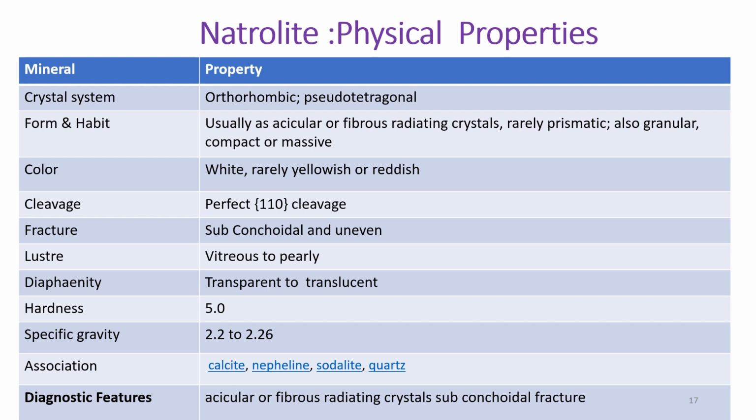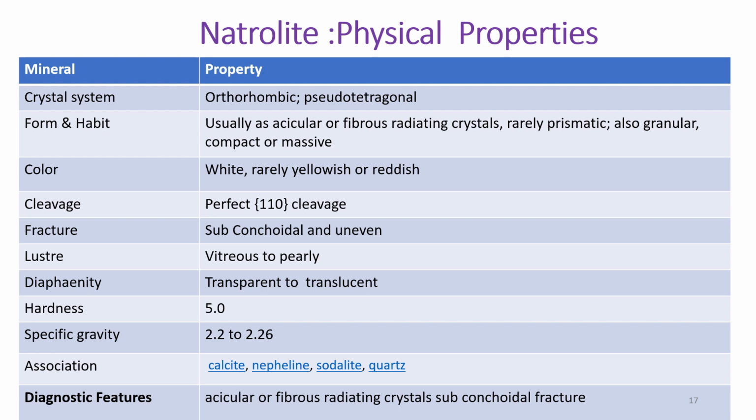So the physical properties of natrolite: it belongs to the orthorhombic crystal system. Sometimes it exhibits a pseudo-tetragonal habit, and in form and habit, it usually occurs as acicular or fibrous radiating crystals, as you have seen in the diagram, and rarely prismatic, sometimes also granular, compact, or massive.